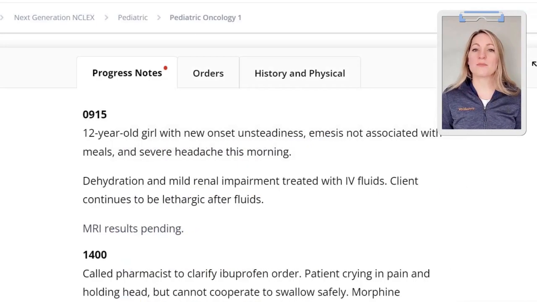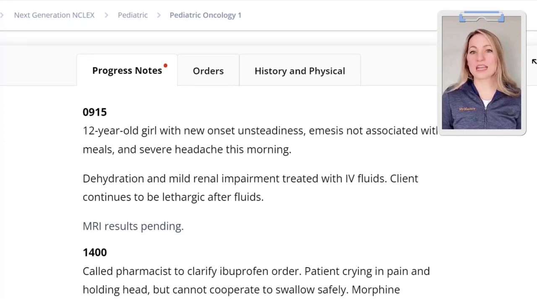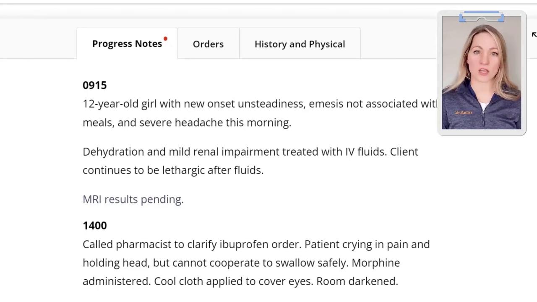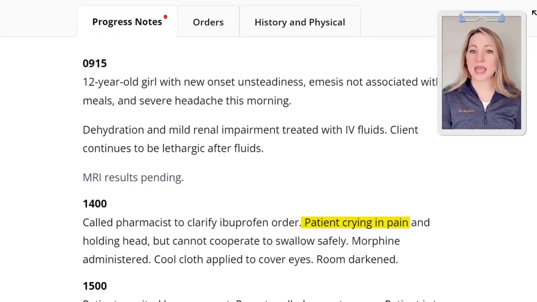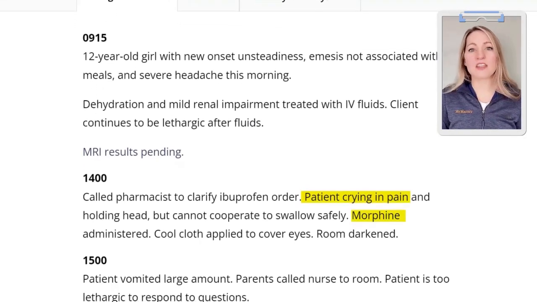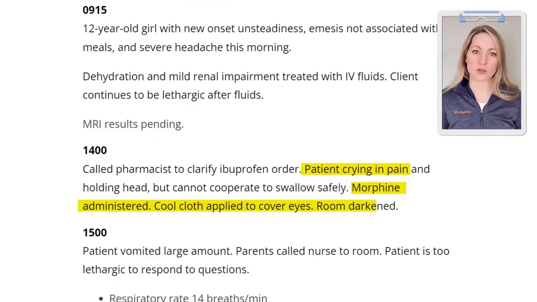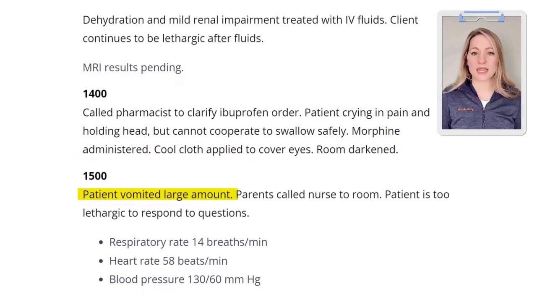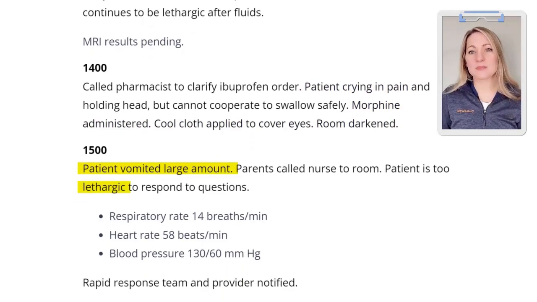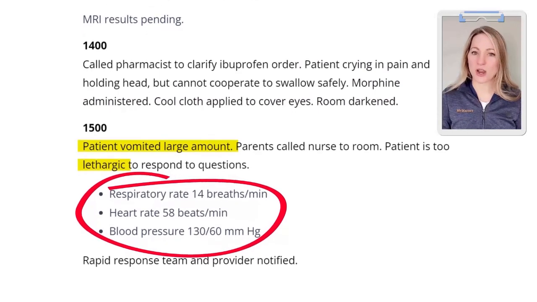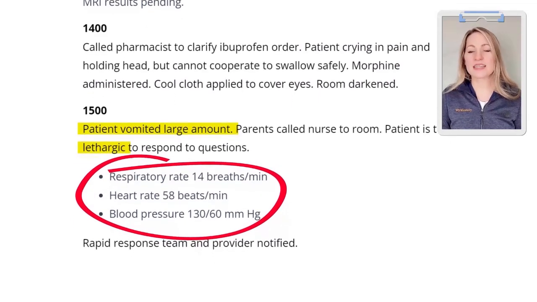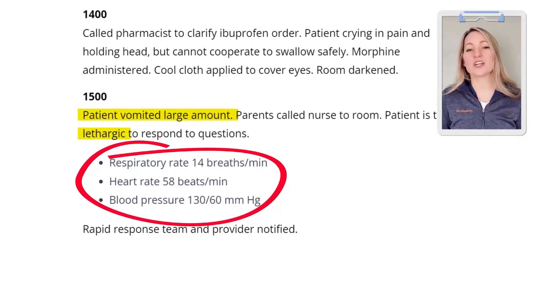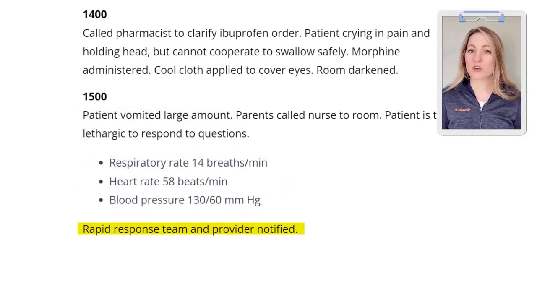This question occurs in the middle of a case study. We've already gotten enough clinical cues and data to know that this child has increased intracranial pressure. She's in pain, morphine has been given, and the nurse performs some non-pharmacological measures. The note says she has vomited, is lethargic, and has some classic symptoms of Cushing's triad. The nurse makes an educated guess, or hypothesis, that her intracranial pressure is now an emergency. The nurse has to take action.